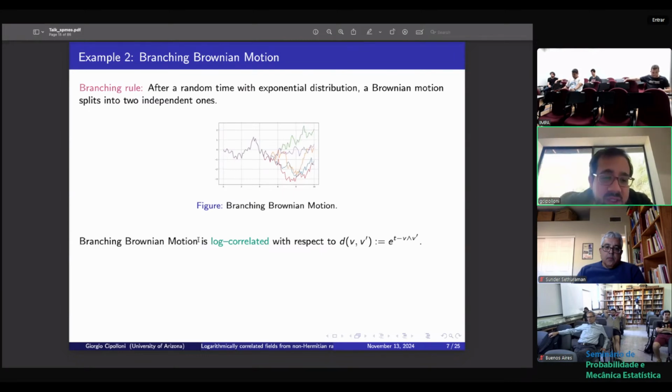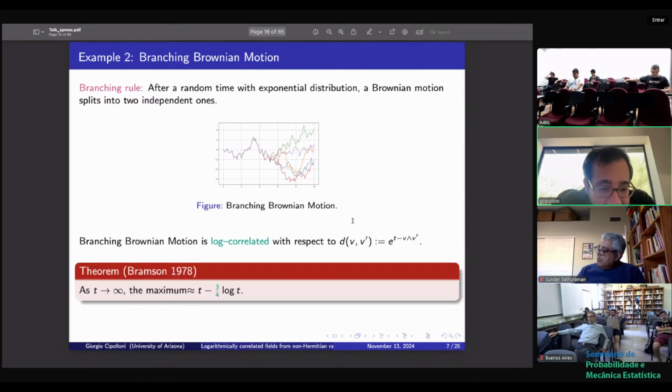And one can see that the branching Brownian motion is log correlated with respect to this distance. Again, t is a fixed large number, and V wedge V prime is the same as before, the last common ancestor. If we take this time horizontally, we take V and V prime on this line, and then the last common ancestor is the point where the Brownian motion branched. I mean, this is not quite a distance, if you check, in particular, V equal to V prime, but it's close enough.